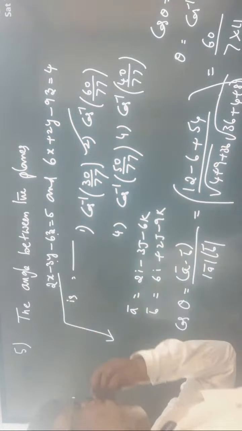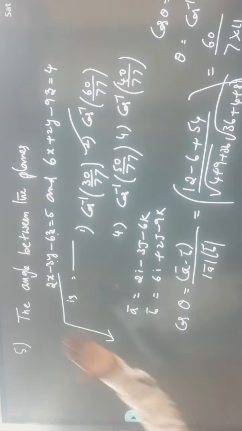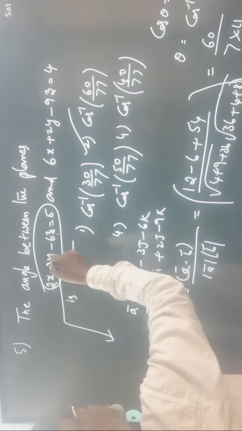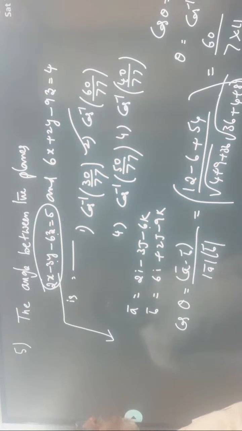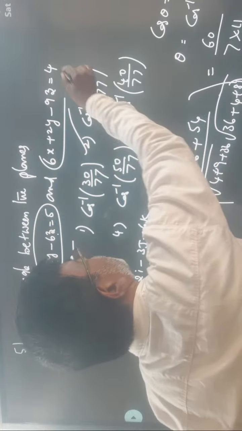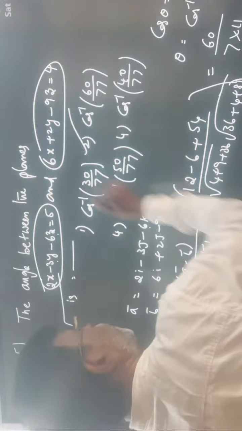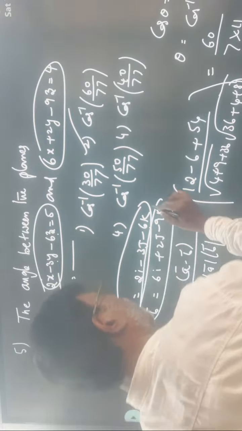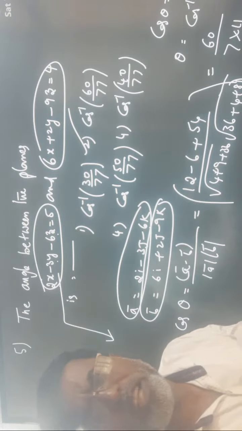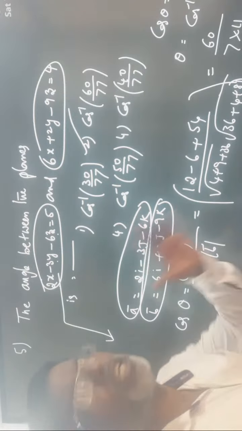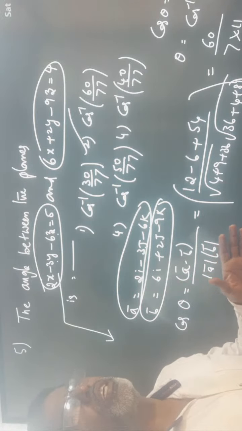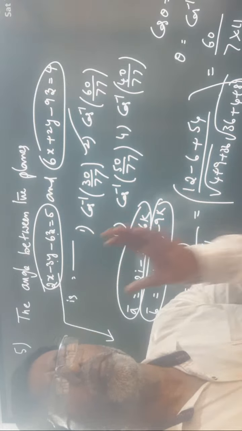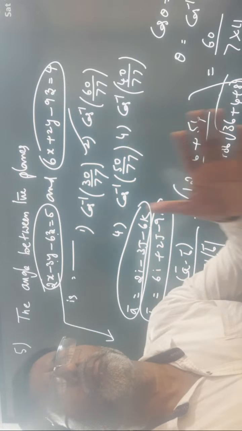Once again, I will explain this question. What is the normal of this plane? First, 2i minus 3j minus 6k. What is the normal of this plane? This is 6i plus 2j minus 9k. So A bar is given, B bar is given. The angle between the normals gives the angle between the planes. That is the main concept: the angle between the planes is the same as the angle between the normals.